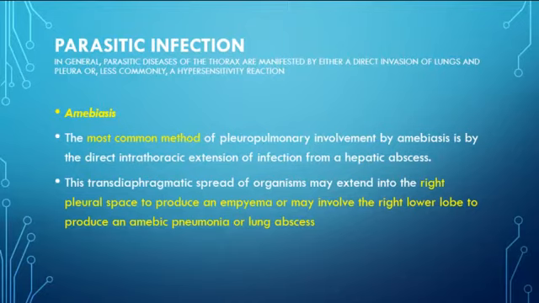Amoebiasis is a disease of the GI tract, but the most common method of pleuropulmonary involvement by amoebiasis is by direct intrathoracic extension of infection from a hepatic abscess. This transdiaphragmatic spread of organisms explains why it is present in the right pleural space to produce an empyema, or may involve the right lower lobe to produce an amoebic pneumonia or lung abscess.